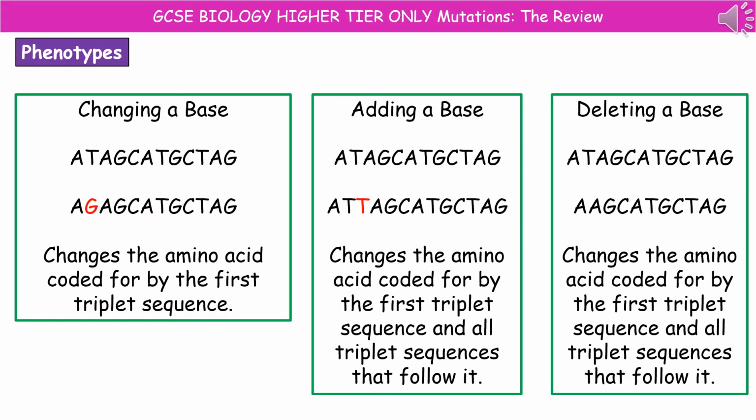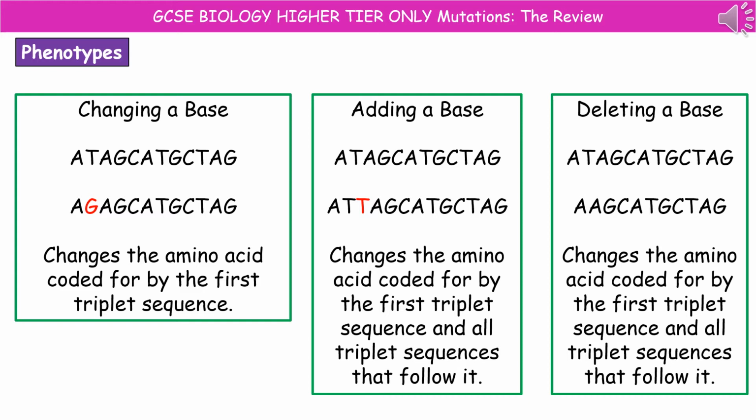So when a mutation happens in a gene, the DNA bases may be changed, added, or deleted. If we change a base, then that changes the one amino acid that's coded for by the sequence that's been changed. If we add a base, then this has much greater impact because it's going to change the amino acid coded for by that triplet sequence and all triplets that follow it.